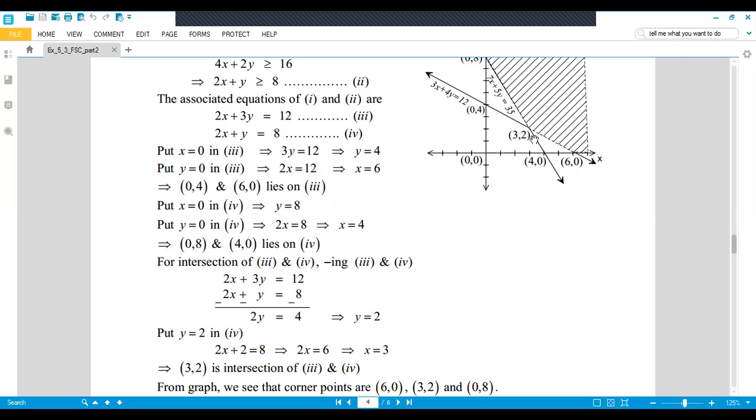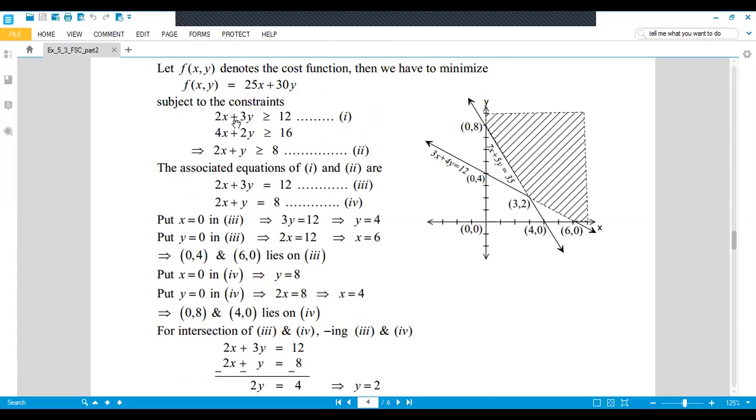So the shaded area we get by putting a test point in the first equation. 0 plus 0, 0, is greater than or equal to 12. This is false, it does not satisfy, so it means that the first line doesn't contain the origin, so the shaded area will be above the line.